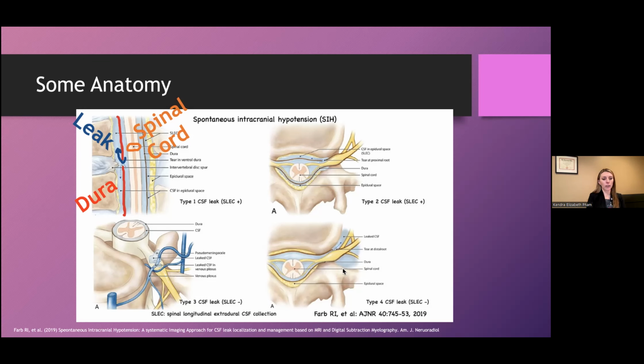And so the dura I have highlighted here in red, and when fluid that's normally supposed to be on the inside of the dura leaks outside, which is shown here with the little blue arrow, then we consider that a CSF leak, and this can occur in a variety of ways or places. And as you can see in this graphic by Farb et al., there are a lot of different places along this pathway where you could see these.